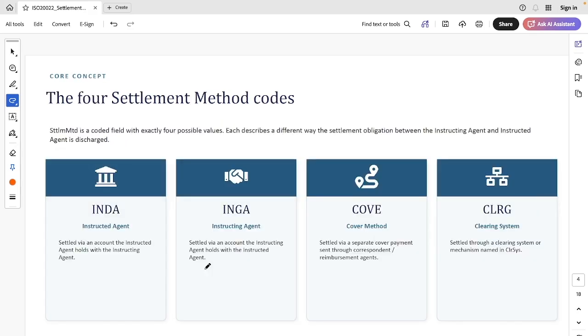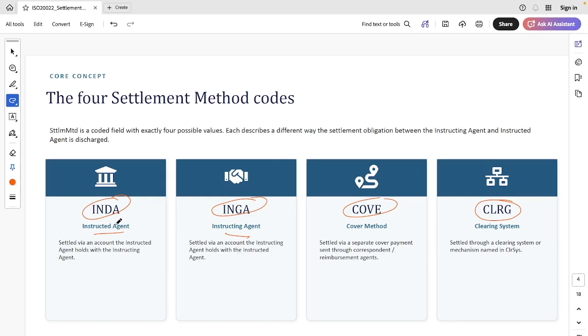Now we come to the core concepts. In ISO 20022, the settlement method can have four possible values: INDA, INGA, COVE, and clearing. Each value tells us a different way in which settlement will happen between the instructing agent and the instructed agent. Let us define these two terms first: instructing agent and instructed agent. The instructing agent is nothing but the bank or financial institution sending the instruction. And the instructed agent is the bank or financial institution receiving the instruction.